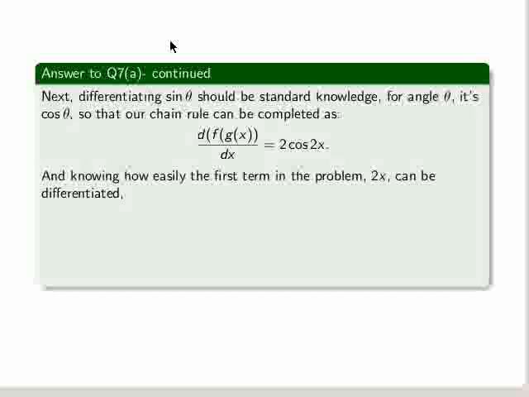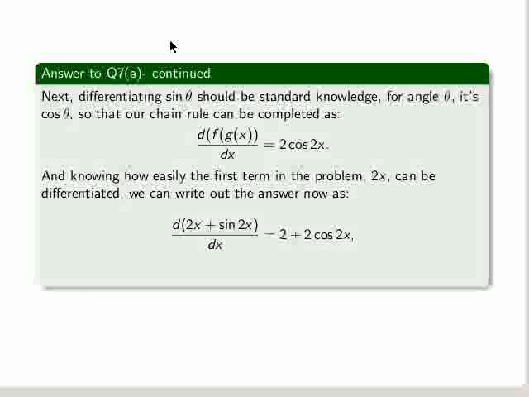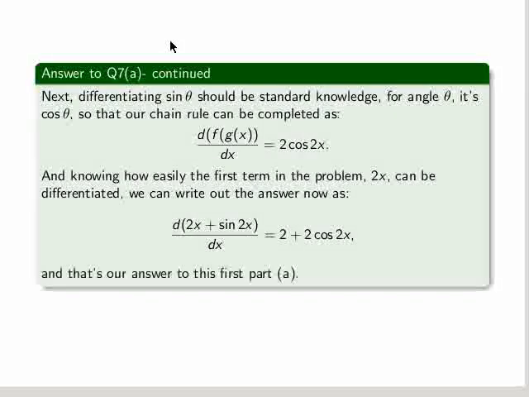And knowing how easily the first term in this problem, 2x, can be differentiated, we can write out the answer now as we differentiate 2x plus sine 2x with respect to x, and we get 2 plus 2 times cosine of 2x. And that's our answer to this first part, A.